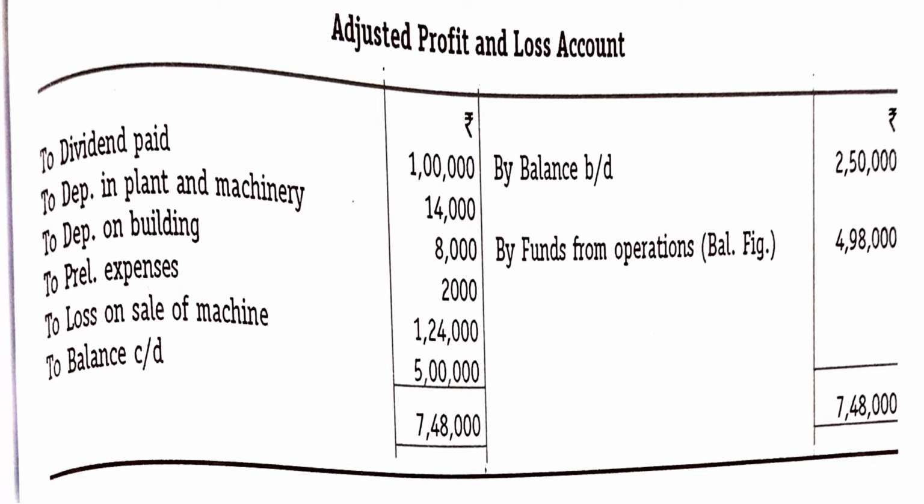First, total up the amount including profit. It will come 7,48,000. Deduct 2,50,000 from 7,48,000. Then we will get 4,98,000. This balancing figure is treated as fund from business operations.